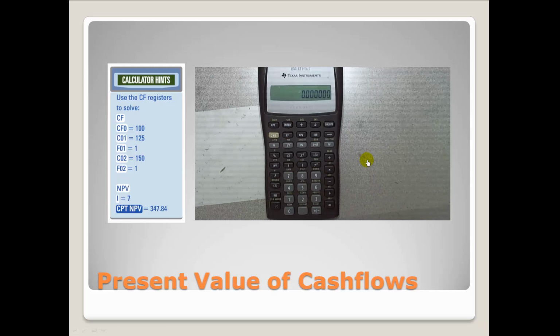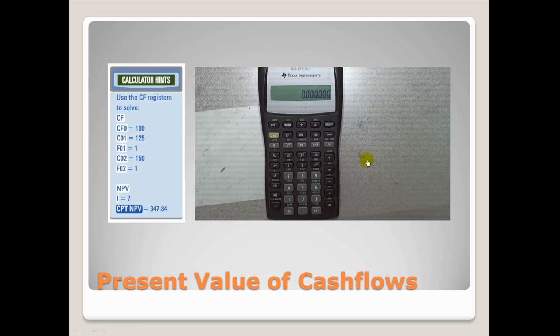To solve this problem with the BA2 Plus, we are going to have to work with the cash flow register function in the calculator. I cannot stress to you enough how important it is that you pay very, very close attention to the entry of the keystrokes for solving this problem, because any sort of deviation from what the calculator will accept will make it nearly impossible for you to solve this problem and larger problems as well.